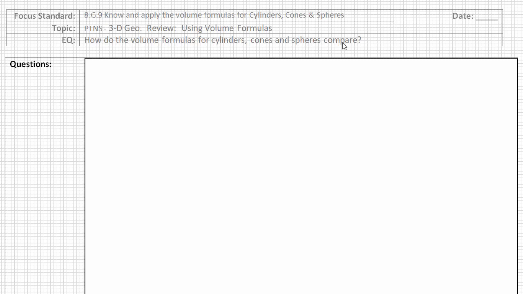So please take a moment, pausing the video if you need to, to make sure that you have the focus standard, the topic, and the essential question, along with today's date, copied into your header, that you've set up your question column and your note column, and resume the video when you're ready to begin.